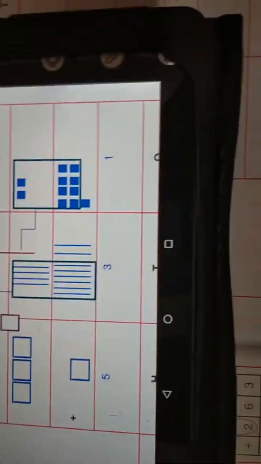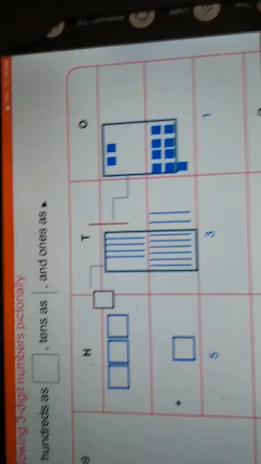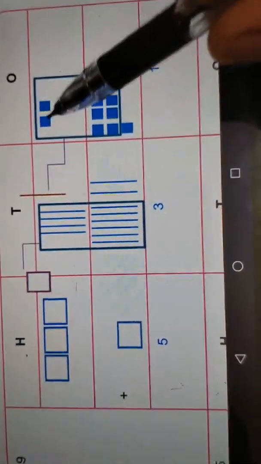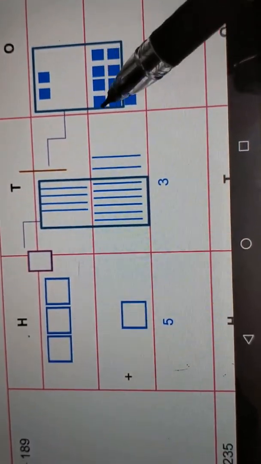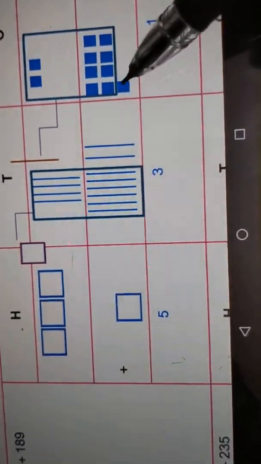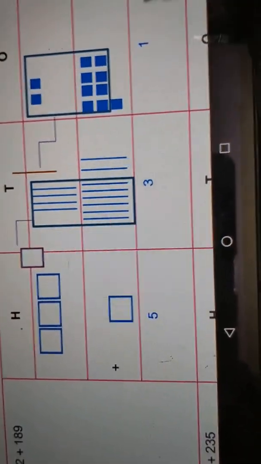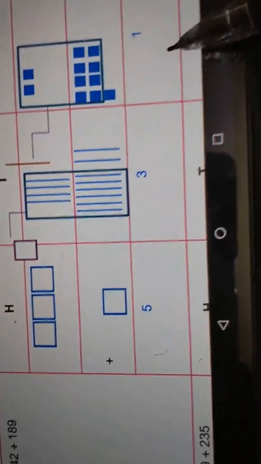After that, now students, we have to do the addition. So 2 plus 9 is there. Let's count 1, 2, 3, 4, 5, 6, 7, 8, 9, 10 and 11 is there. So what we have to do students, we write the 1 in the ones place and 1 is a carry over.